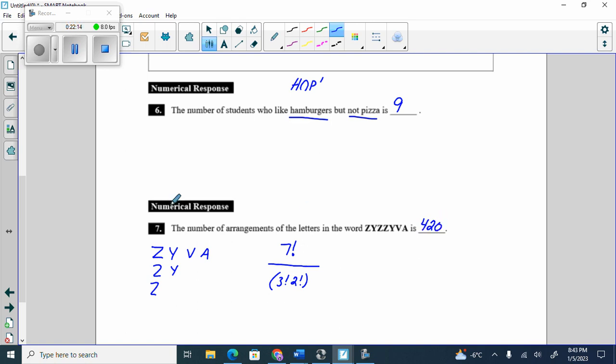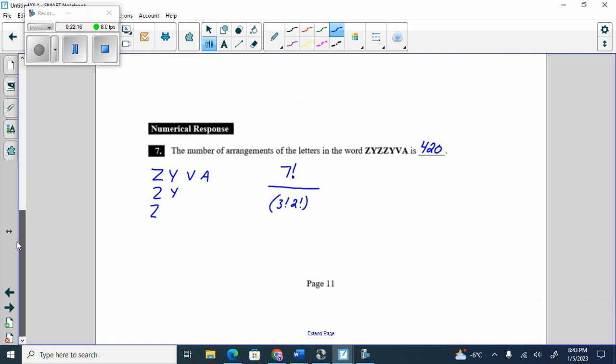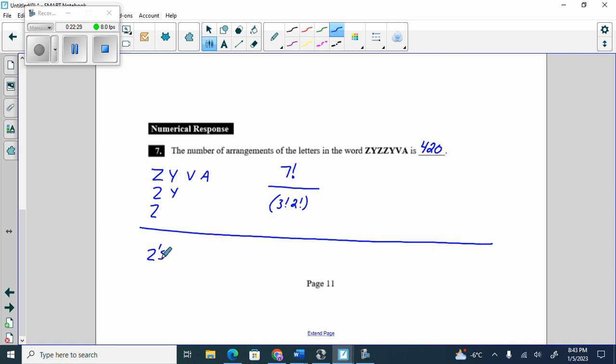Now, I'm going to change it up a little bit. So if you're actually paying attention, you're going to get a different type of question here. I want it to start, not start. I want it to begin, not begin. I want the Z's to be together. How many times can you change a question? Z's to be together. So no matter what, we're dividing by 3 factorial, 2 factorial. No matter what.